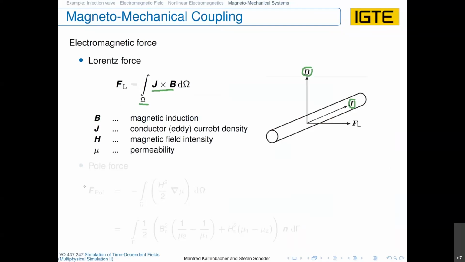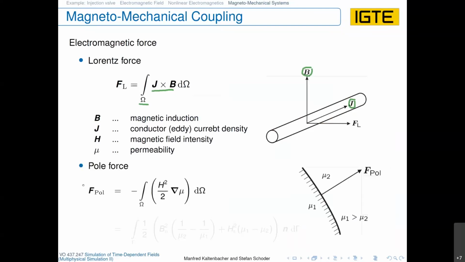However, if we have different magnetic permeabilities involved, as it is, I would say, the standard case, then also pole forces in addition come up, because you have a change in the magnetic permeability from one region, as we can see here. Let's say this is region 1 and this is region 2. And then exactly at the interface, you have to evaluate this volume integral, which is a very nasty volume integral.